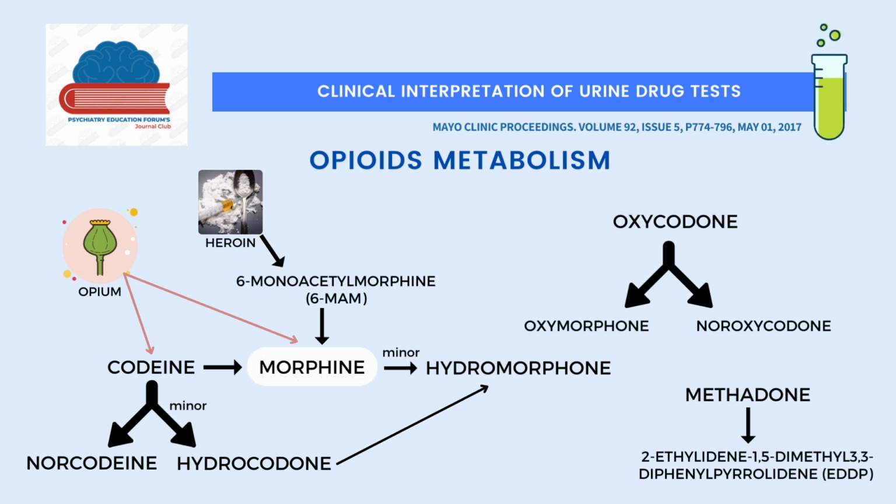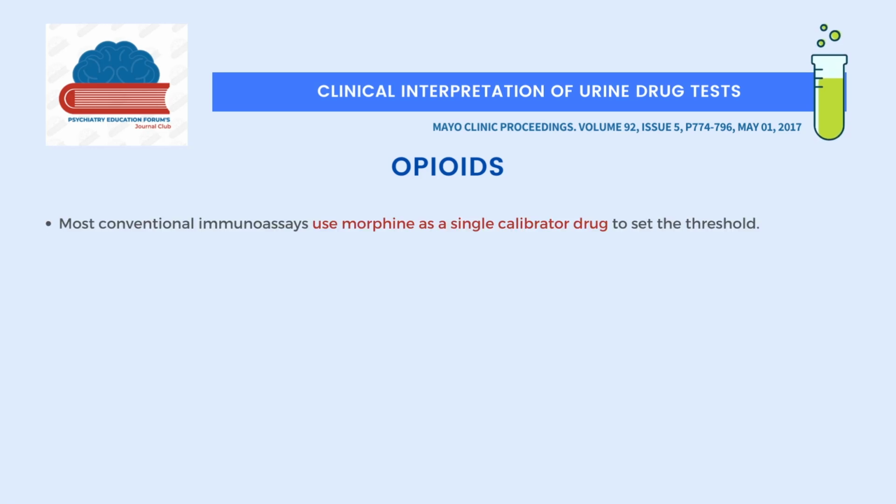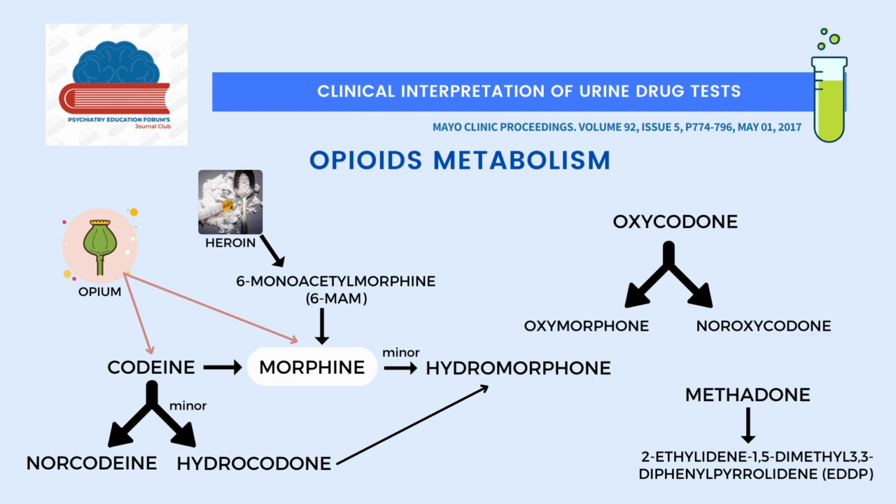Now, let's talk about the opioid immunoassay. How is this relevant to what I just mentioned with that confusing diagram? Let's talk about it. So, the first thing is most of the conventional immunoassays use morphine as a single calibrator drug to set the threshold. Let me show you that diagram again. So morphine is one of the important calibrators.